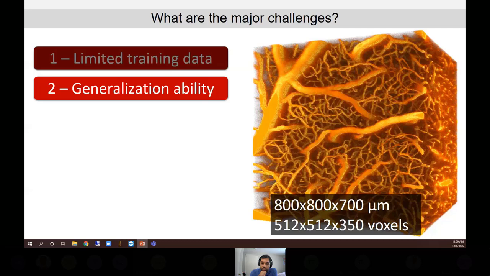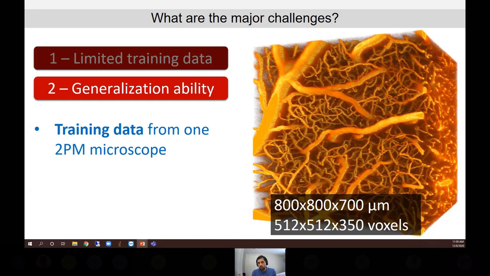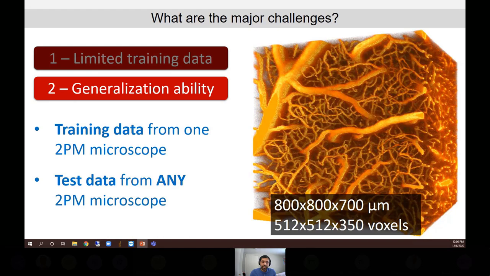Another well-known challenge facing deep learning, not only for vascular segmentation in two-photon microscopy, but also across various domains, is generalizability. And in this context, what I mean by generalizability is that I want to train my deep neural network on microscopy data from one particular imaging setup. Once the network has been trained, I want it to be able to perform segmentation on test data from any two-photon microscope. And as it turns out, this is very challenging.